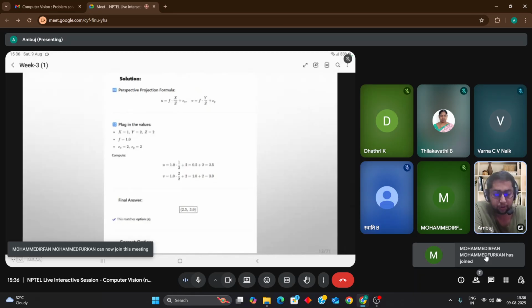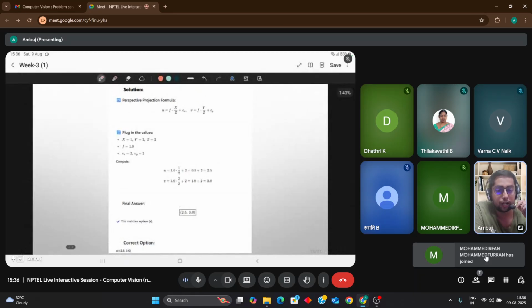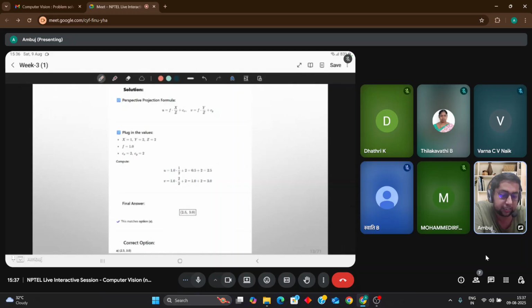If you use this formula, u equal to f into x upon z plus cx, and v equal to f into y upon z plus cy, then you plug in the values: x, y, z, and f. All the values are given here. You will get u as 2.5, v as 3, and your correct option would be A.